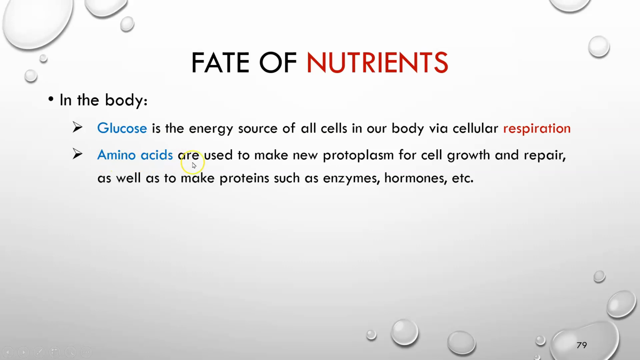Amino acids are used to make new protoplasm for cell growth and repair, as well as to make proteins such as enzymes, hormones, etc. Okay, so protoplasm, right? This includes the cell membrane, the cytoplasm, and the nucleus. Okay, just a heads up, the cell membrane is actually made up of fats and lipids, but the cytoplasm, which is the liquid found in the cell, right? Those are mainly made up of amino acids.